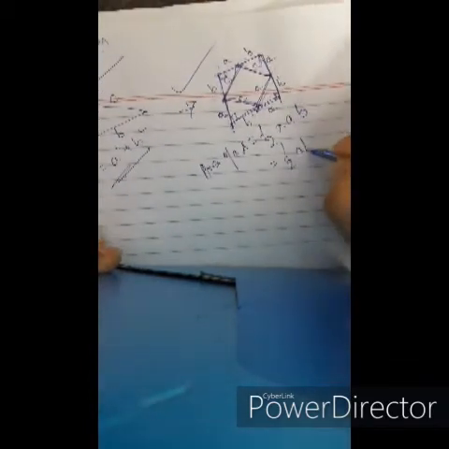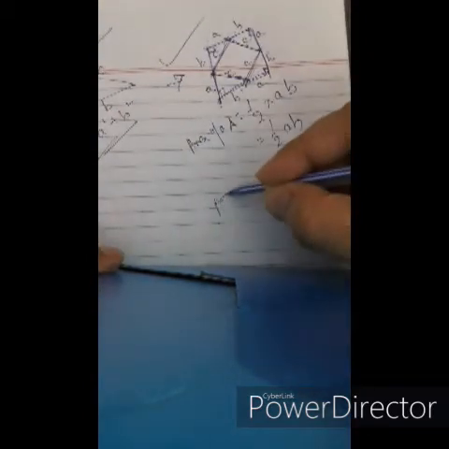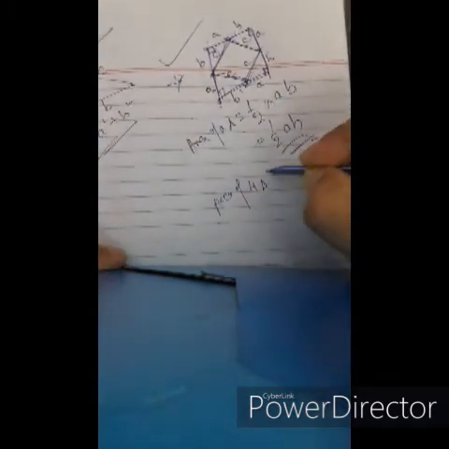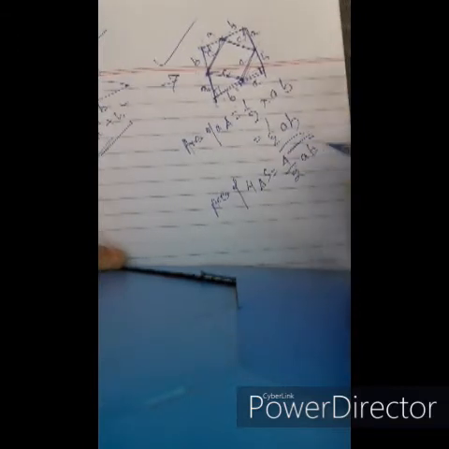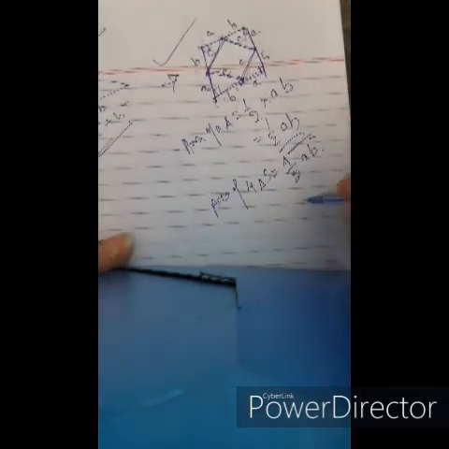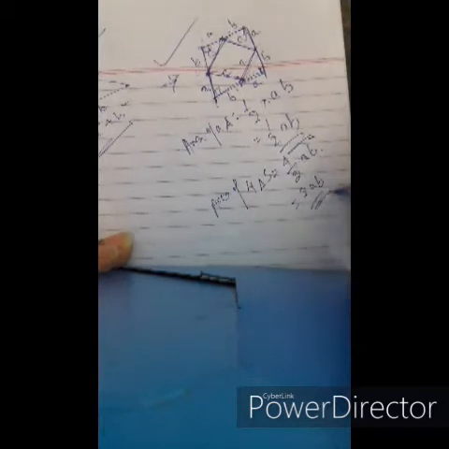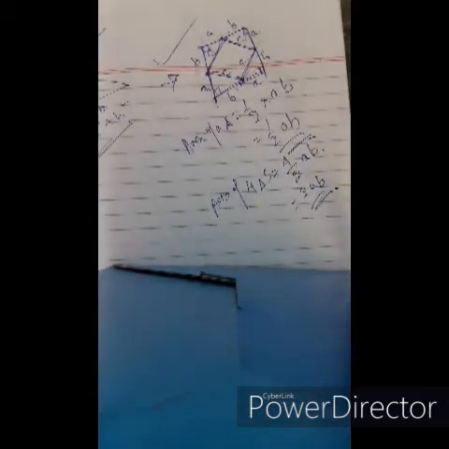So area of all the four triangles becomes 4 by 2 into AB, that means 2AB. Area of all the four triangles is 2AB.